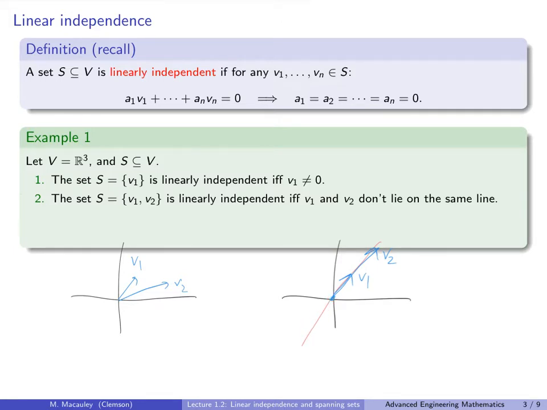Convince yourself, and when I say this, I mean I want you to make sure you understand this before moving on. Pause the lecture if you need to. Why this set of vectors is always linearly independent if they don't lie on the same line, and why this set of vectors is linearly dependent because they lie on the same line. Again, the set is linearly independent if and only if these vectors do not lie on the same line. Sometimes we say they are not collinear.